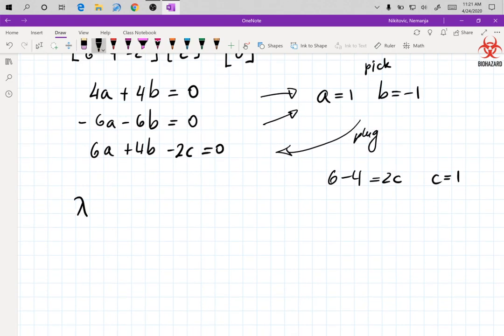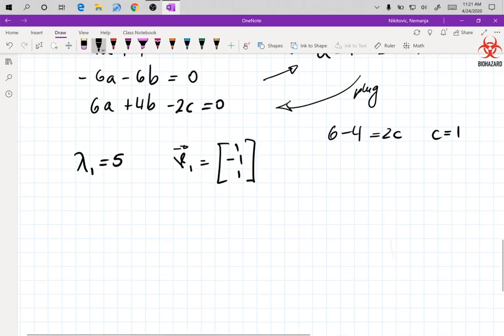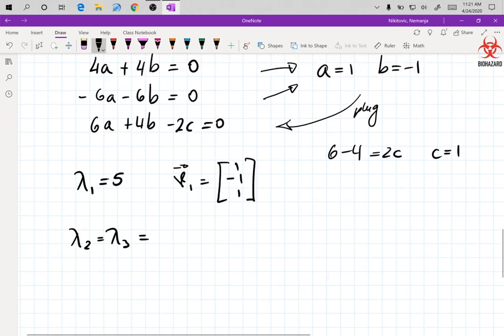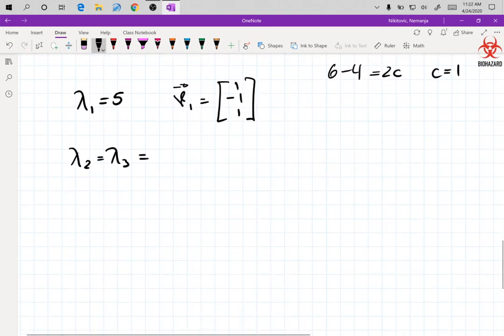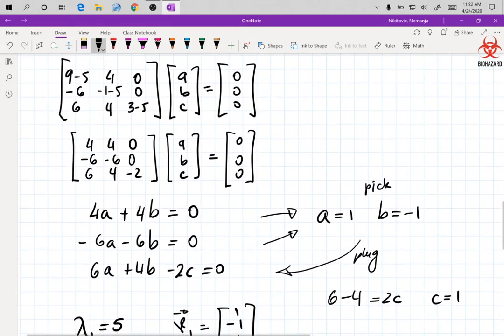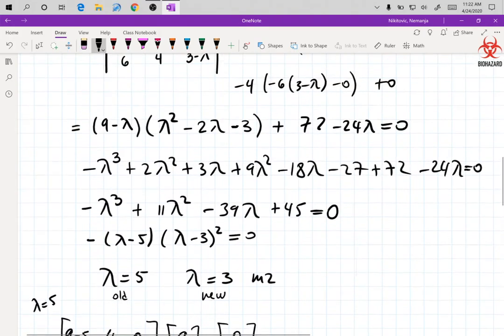And lambda 1 equals 5 produces the vector v1: 1, negative 1, 1. So that's our first eigenvector. Now we go to lambda 2 equals lambda 3 equals, what was it? 3. And we do the same thing. We have to subtract 3. So what was my matrix? All the way up here.